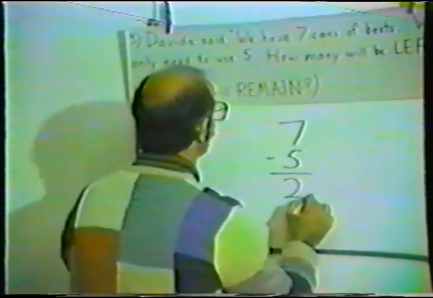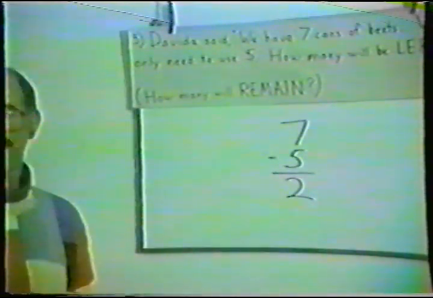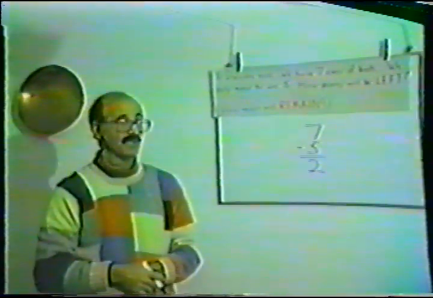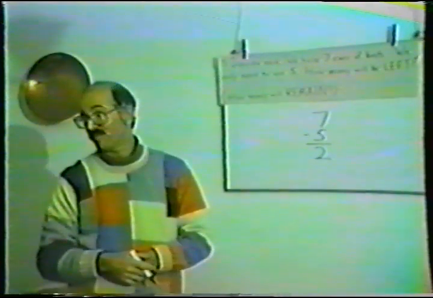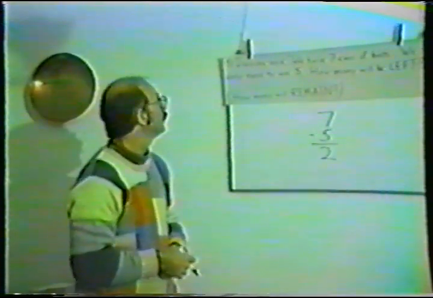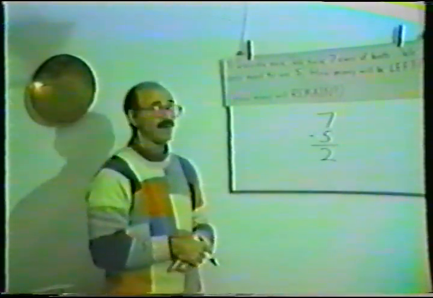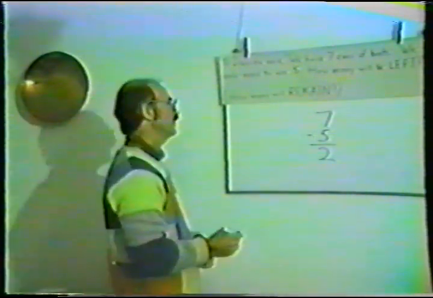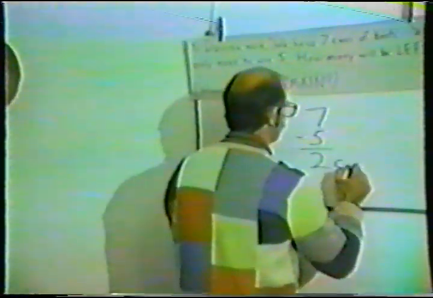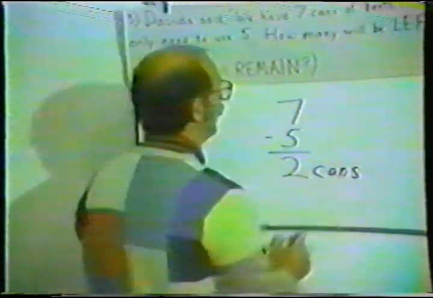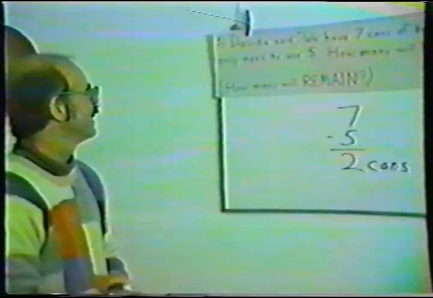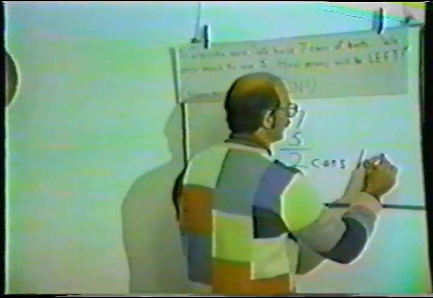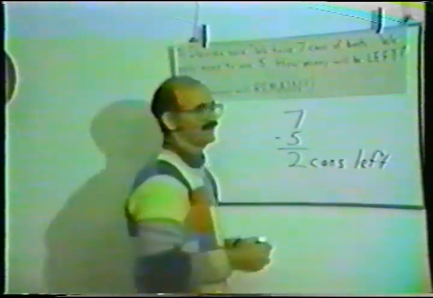We could have also said, how many will remain? Means the same thing. How many will be left? How many will remain? 7 take away 5 is 2. 2 what? Cans. 2 cans. Everybody's really catching on now. Okay. 2 cans, and we could say 2 cans left.